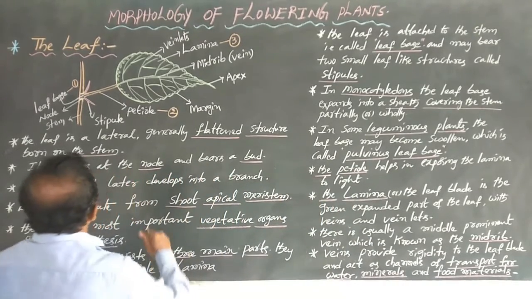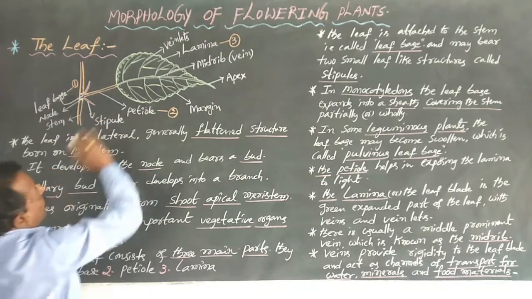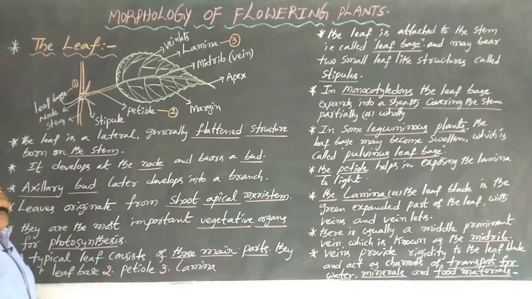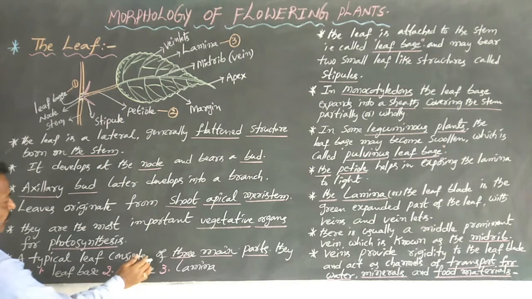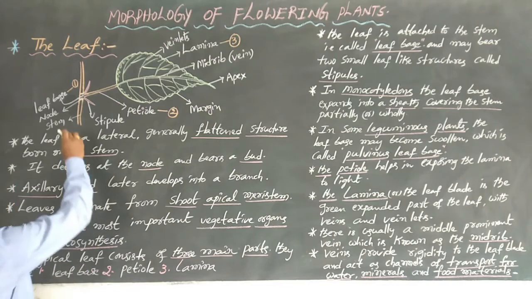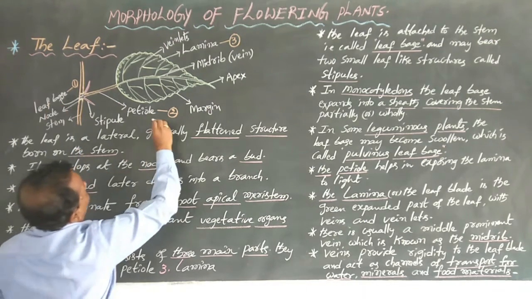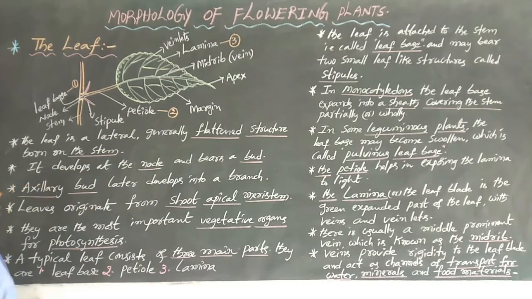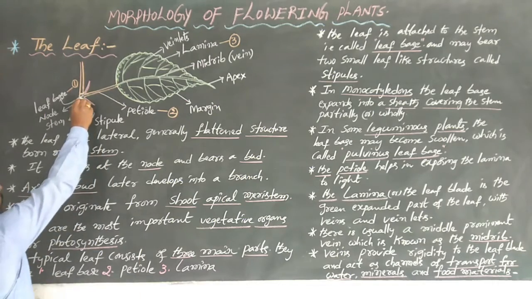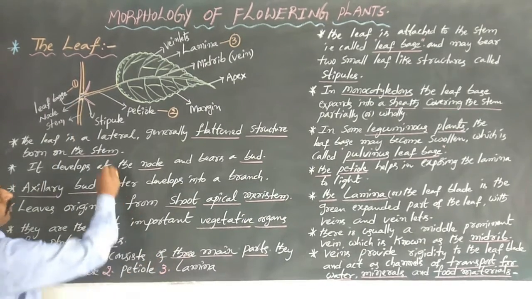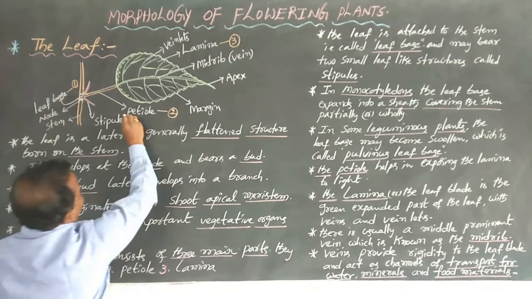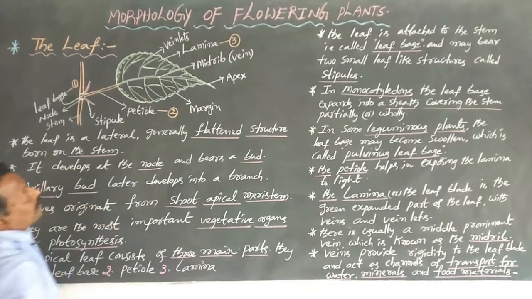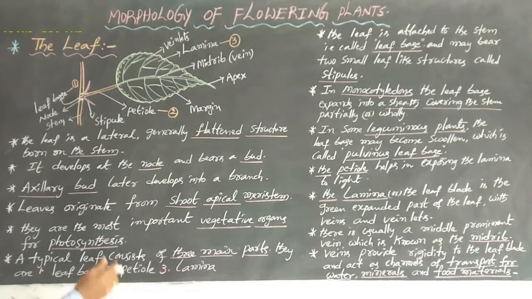Now dear students, this is a diagrammatic representation of a leaf. The leaf consists of mainly three parts, namely the leaf base, petiole and lamina. So the leaf consists of three main parts: the first part leaf base, the second part petiole, the third part lamina. We will discuss them one by one.